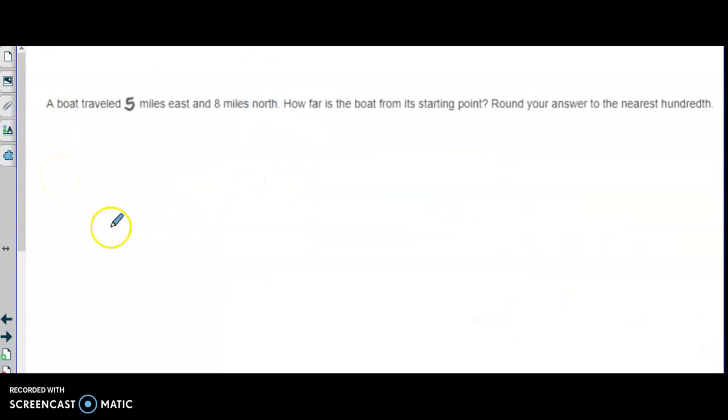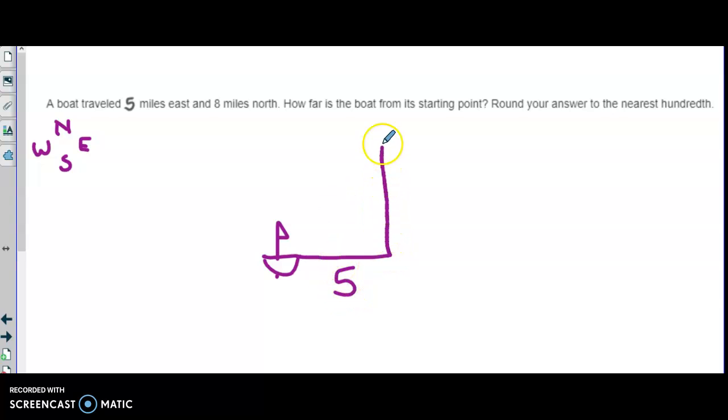A boat travels 5 miles east and 8 miles north. So if we have our little boat here, again, I'm not the best artist, and we think about north, south, east, west. So if we go 5 miles east, we're going this way for 5 miles. And then if we go 8 miles north, we're going up for 8 miles. And then it says, how far is the boat from the starting point? If this was our starting point and this was our ending point, and we want to know how far, we need to find that distance.